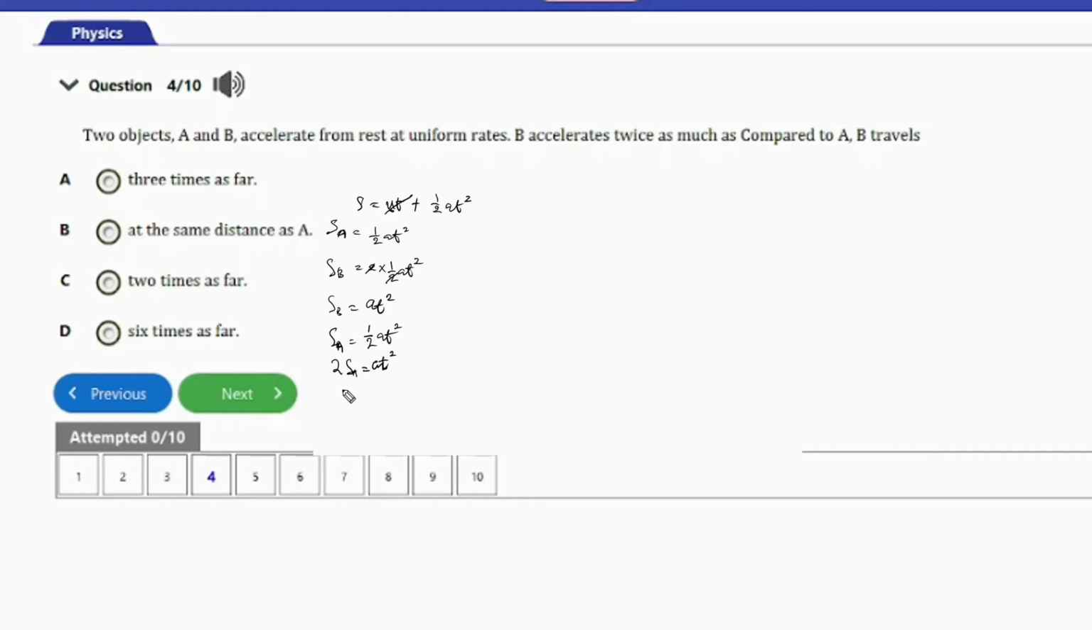So since 2s for object A is equal to at squared and s for object B is equal to at squared, it means that 2s for object A is equal to s for object B. In that case, object B has s equal to 2s of object A. So in that case, it travels twice as far. So that's it for this question. Let's go ahead and consider the next question, guys.